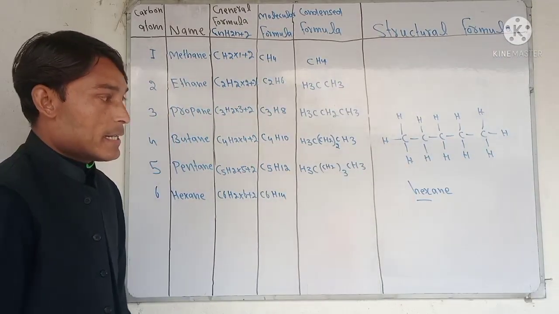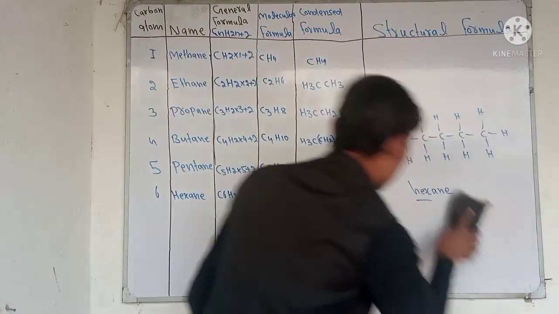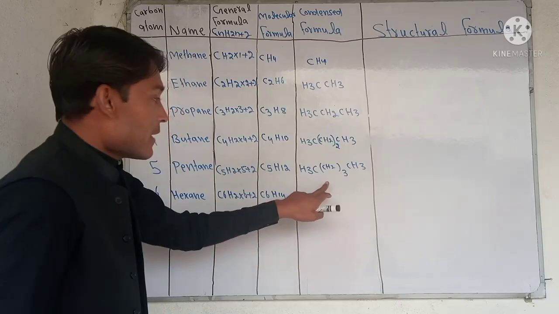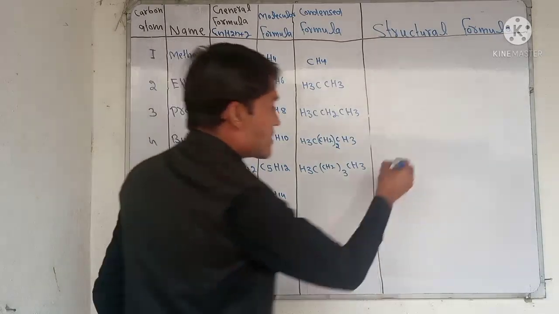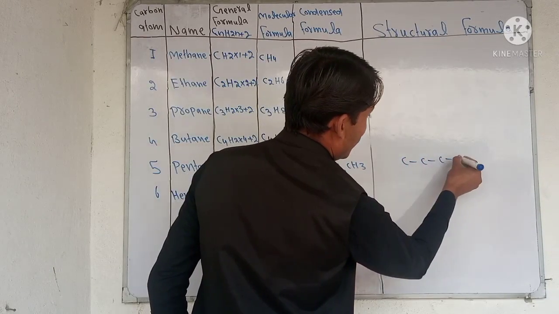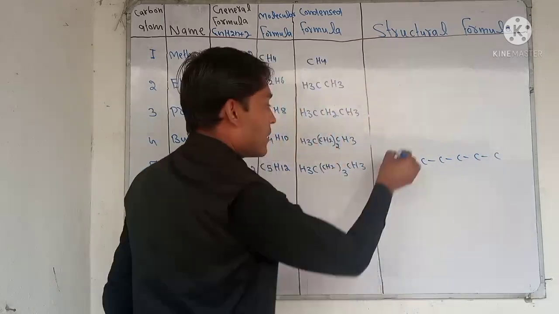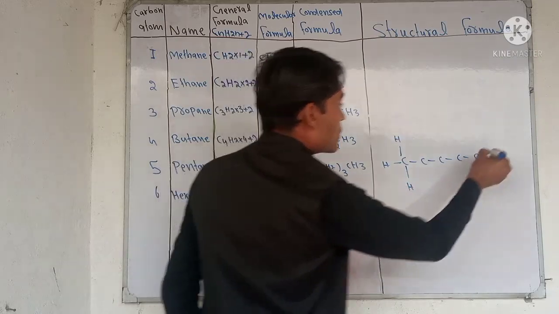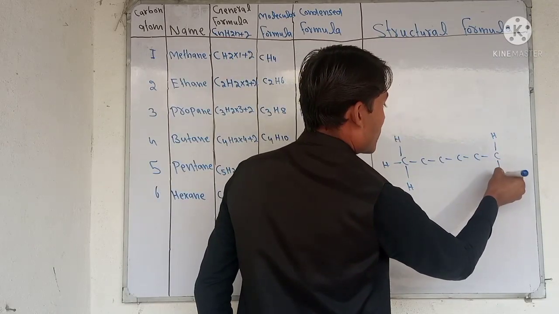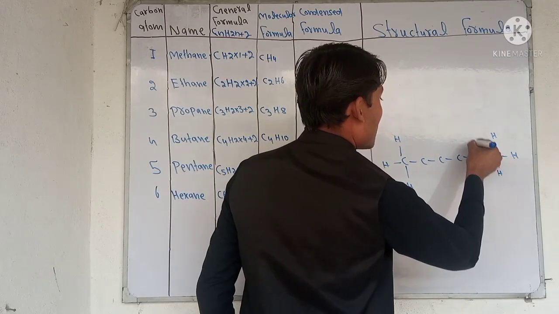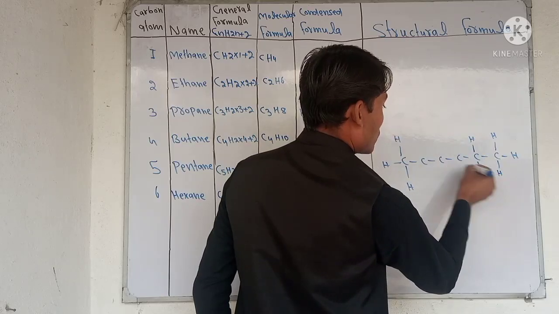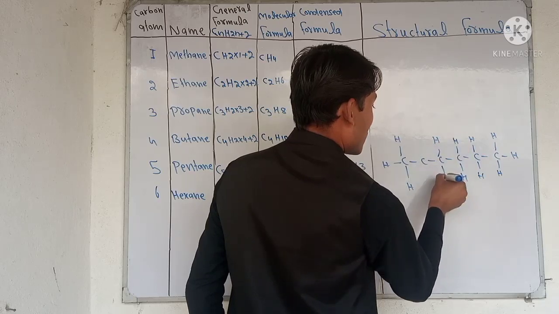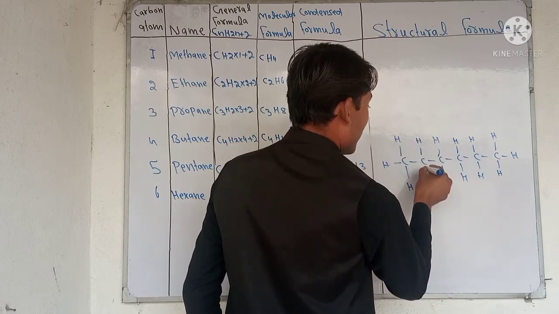Now again we need to draw the structural formula for it. How can we draw it? Simply, we need to draw 6 carbons: carbon 1, 2, 3, 4, 5, 6. And on the terminal carbons we need to attach hydrogens. Here we also need to draw hydrogens. Here we have only one hydrogen each.